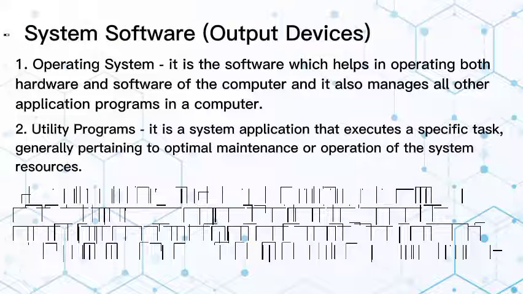System software types. First, operating system. It is the software which helps in operating both hardware and software of the computer, and it also manages all the application programs in a computer.